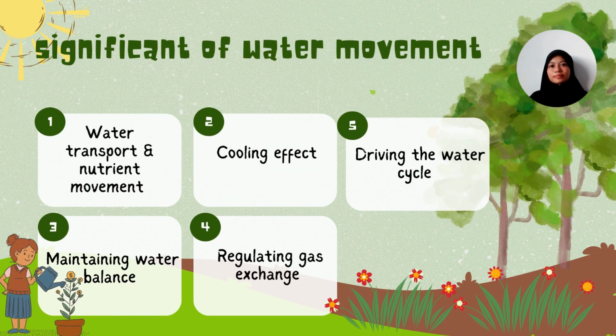Next, I will talk about the significance of water movement. The movement of water during transpiration plays a critical role in plant health and function. So here are the key points highlighting its significance. Number one is water transport and nutrient movement.